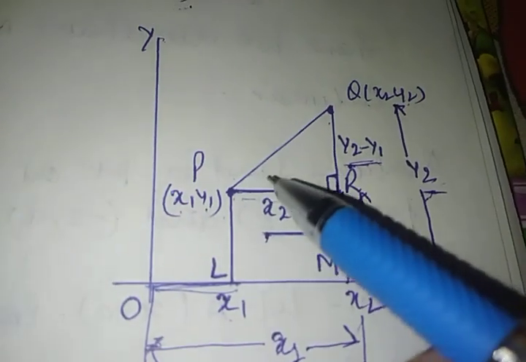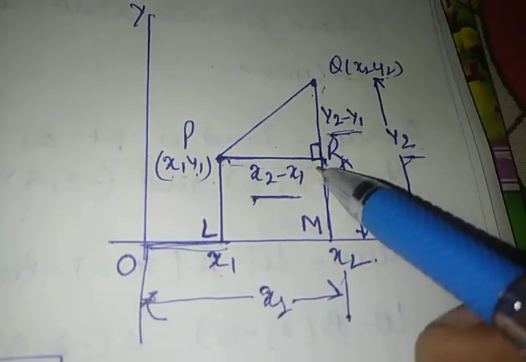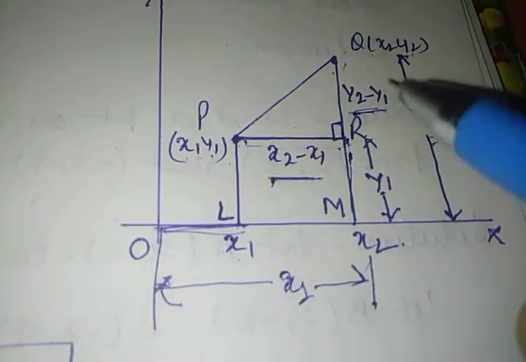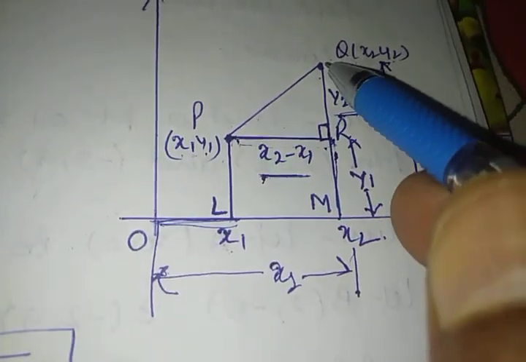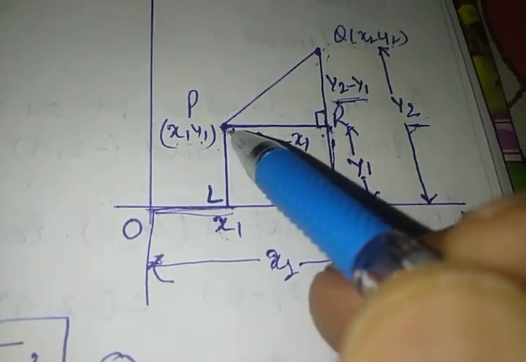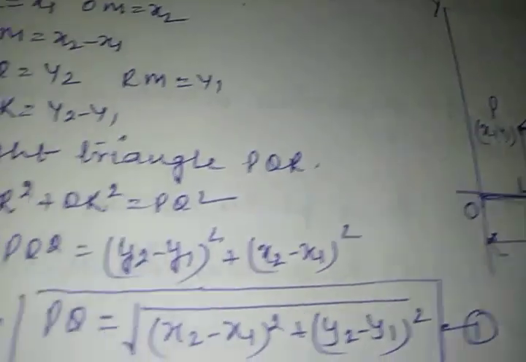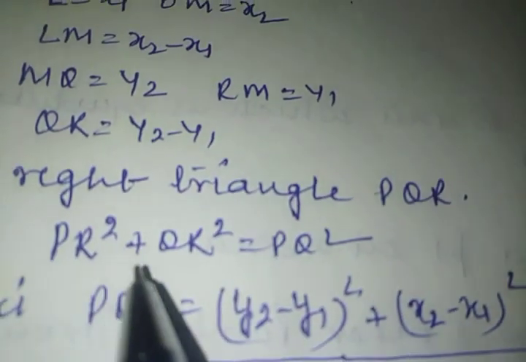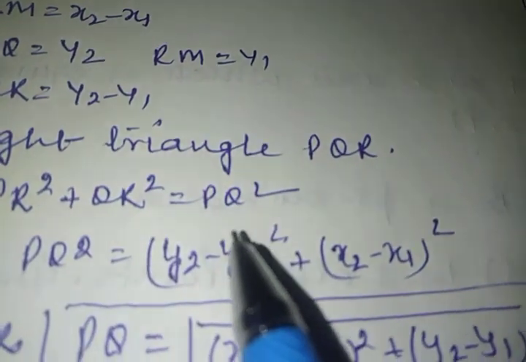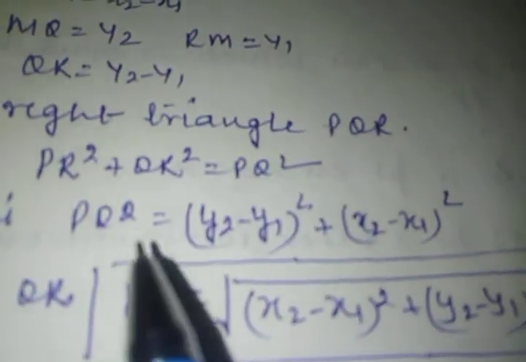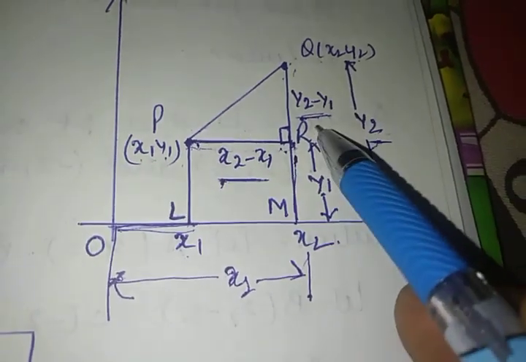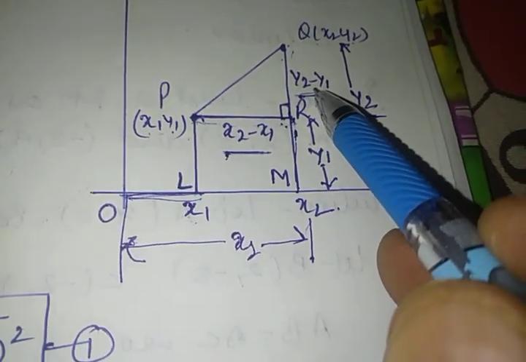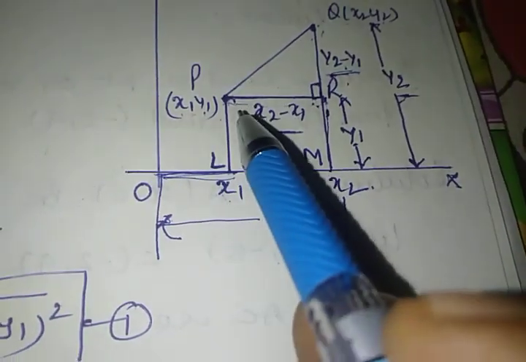So now see, in triangle PQR, which is a right angle triangle, by Pythagoras theorem, we have PQ square is equal to QR square plus PR square. So now PQ square will be equal to, now see, this is QR square, (y2 minus y1) whole square, and PR square, (x2 minus x1) whole square.